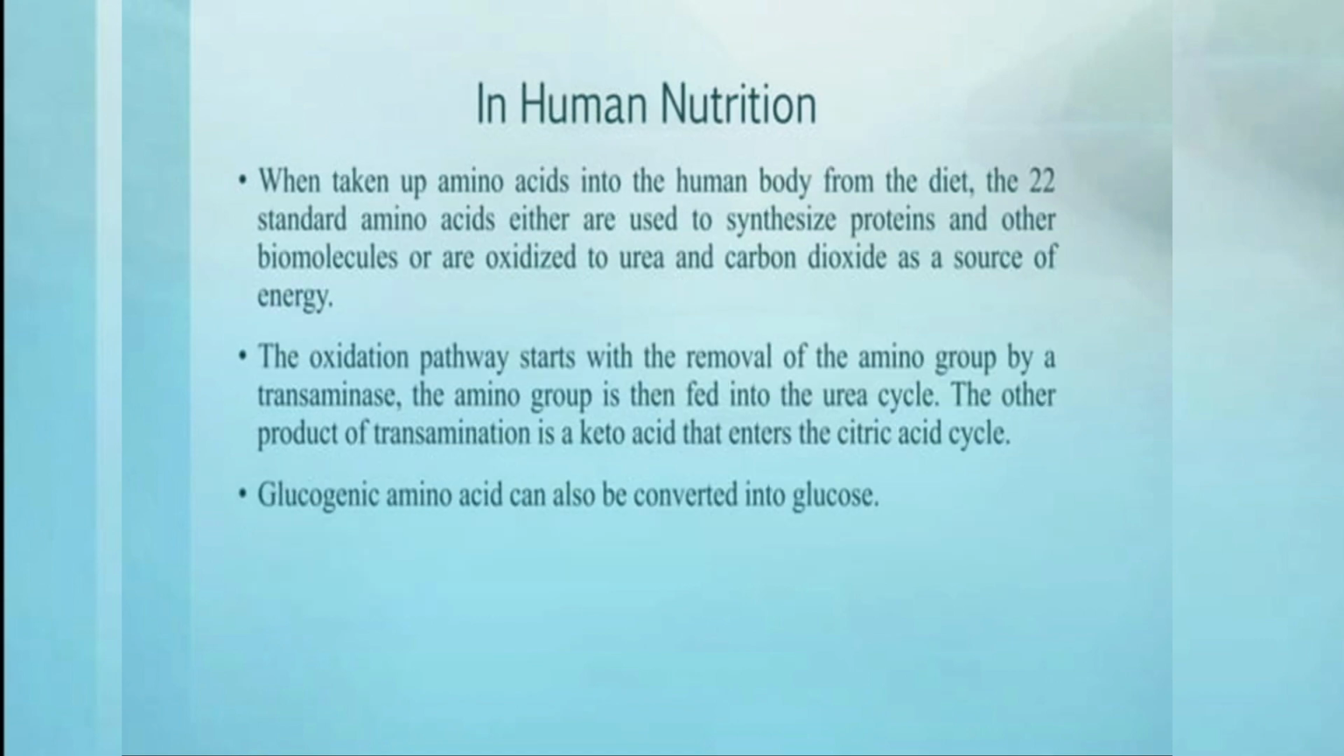In human nutrition, when we take up amino acids into the body from the diet, the 22 standard amino acids either are used to synthesize proteins and other biomolecules, or are oxidized to urea and carbon dioxide as a source of energy. The oxidation pathway starts with the removal of the amino group by a transaminase. The amino group is fed into the urea cycle. The other product of transamination is a keto acid that enters the citric acid cycle. Glucogenic amino acids can also be converted into glucose.